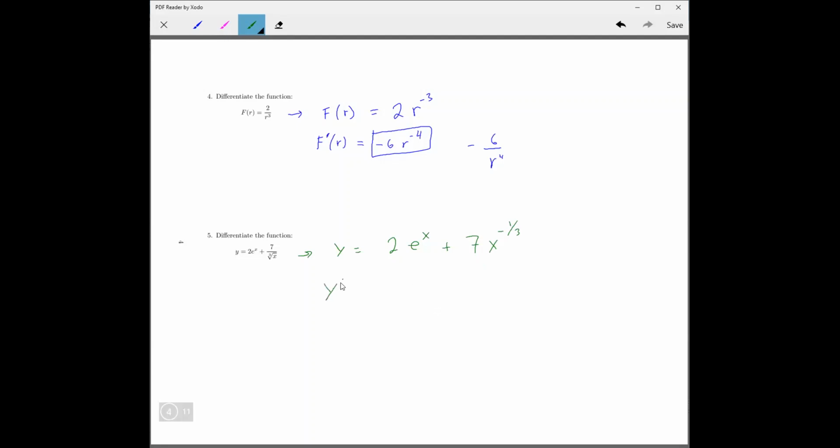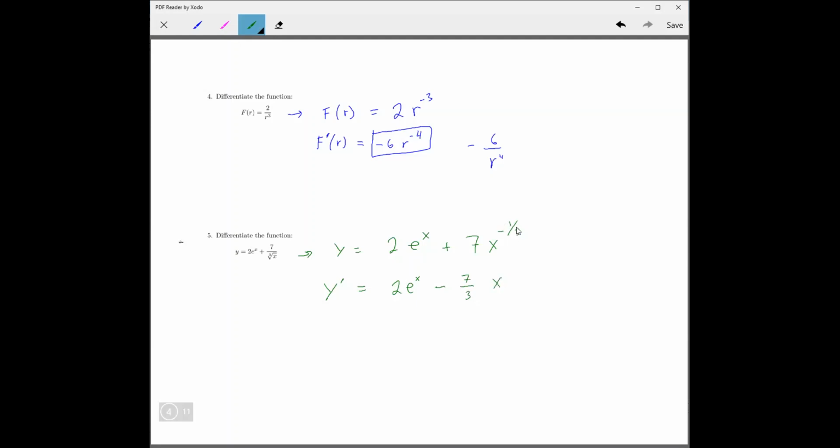Okay, now y prime denotes the derivative of y with respect to x. Here, it's 2e to the x, right? And we said the derivative of e to the x is just itself. So this is just going to be e to the x itself. Okay, so that's the derivative of this is just equal to itself. You can put any constant here, and that constant will just come down here, and the derivative will be the same. Okay, here a -1/3 comes out. So -1/3 times 7 is -7/3.